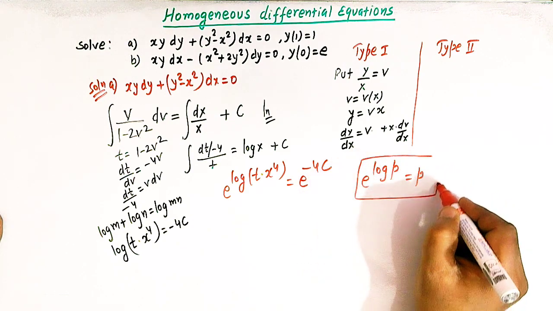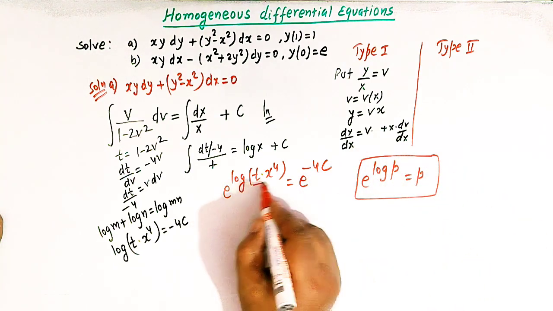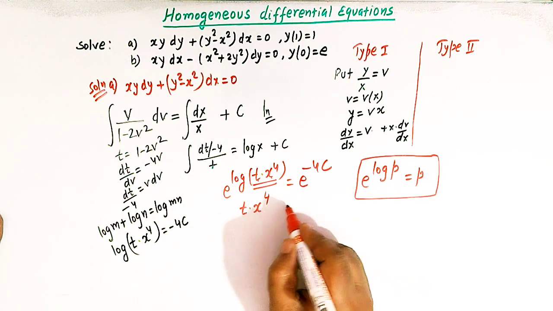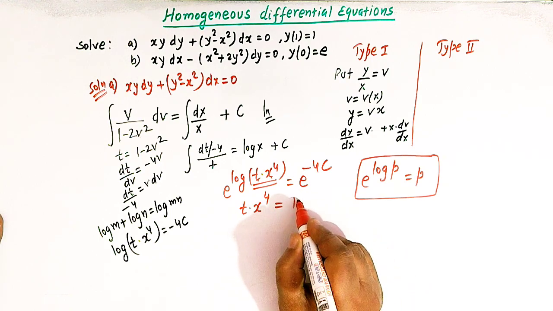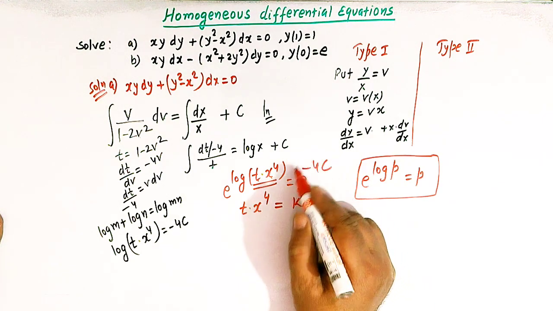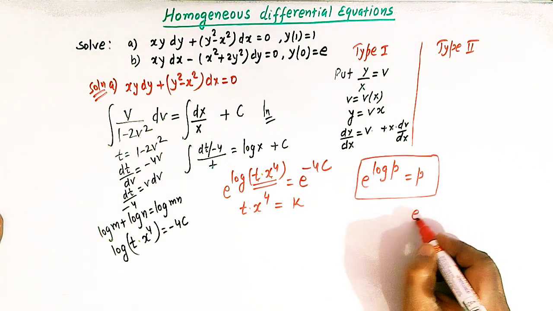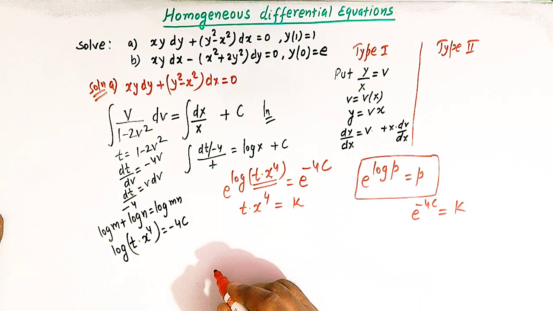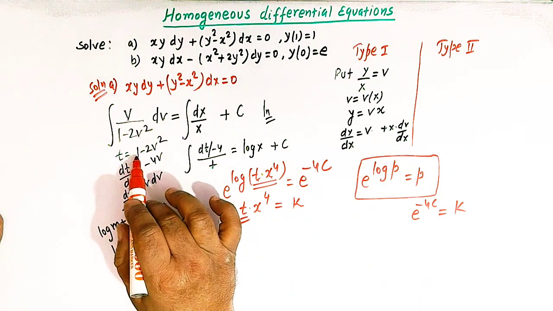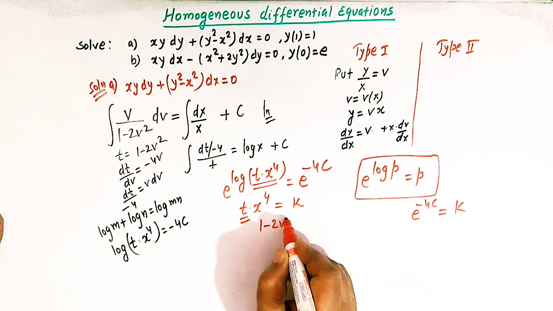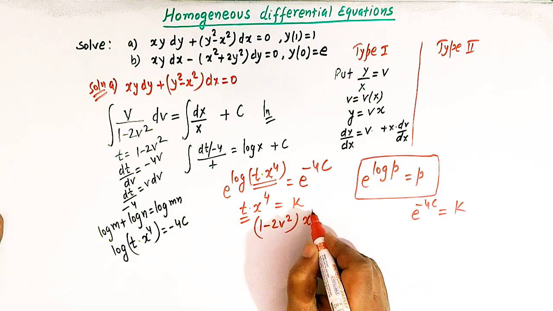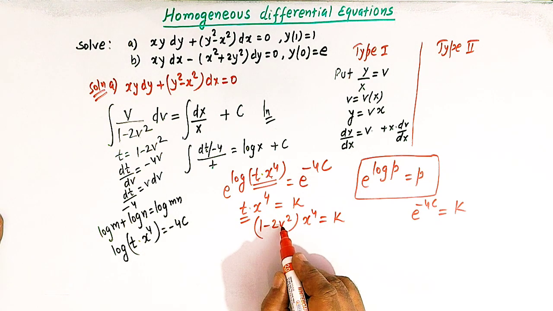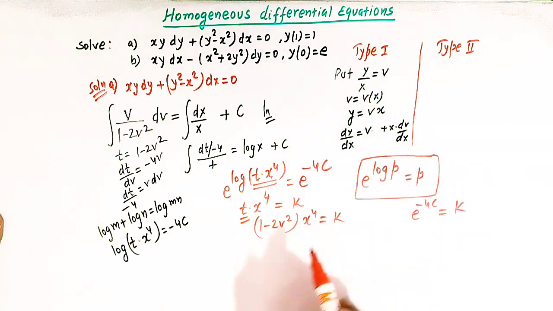This is an important relation. So here p is t times x raised to 4. So we have t times x raised to 4 is equal to say k, right? So here replacing this constant e raised to minus 4c by k, k is some other constant, right? Now replacing t by 1 minus 2v square, and here we have x raised to 4, and here we have k. So now replacing v by y over x, right?